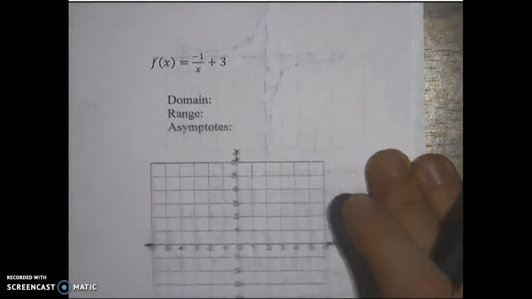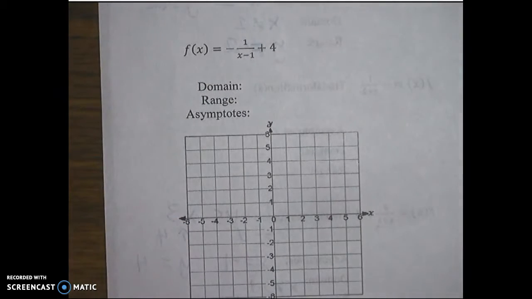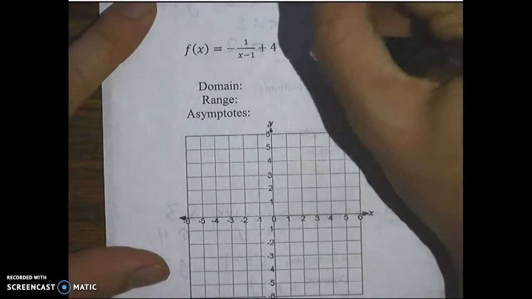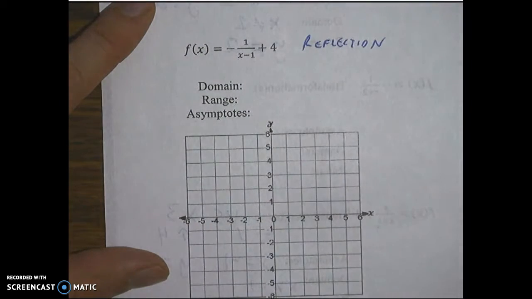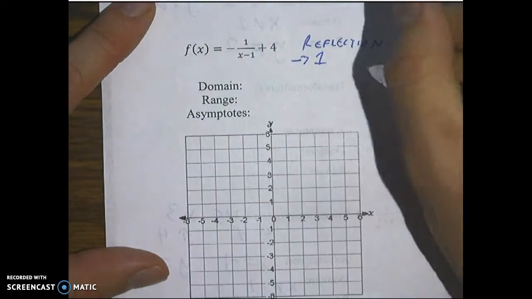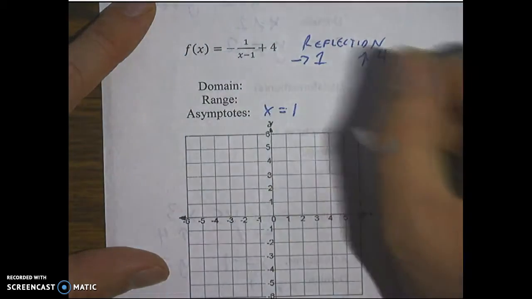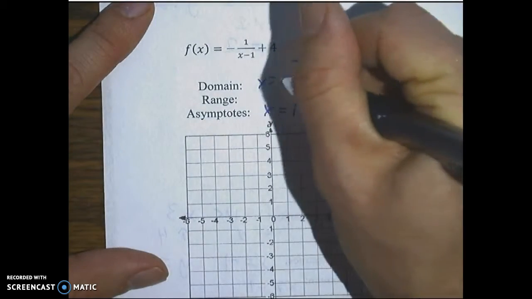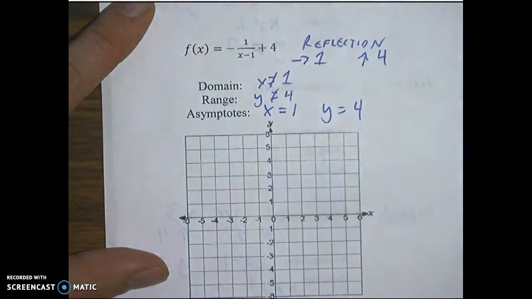Let's look at one that's got reflection. See, we've got a -1. Let's do this one. Negative 1 over x minus 1, plus 4. That means it's a reflection. It goes right 1 and up 4, which means my asymptotes are at x equals 1, y equals 4. X can't equal 1, y can't equal 4.